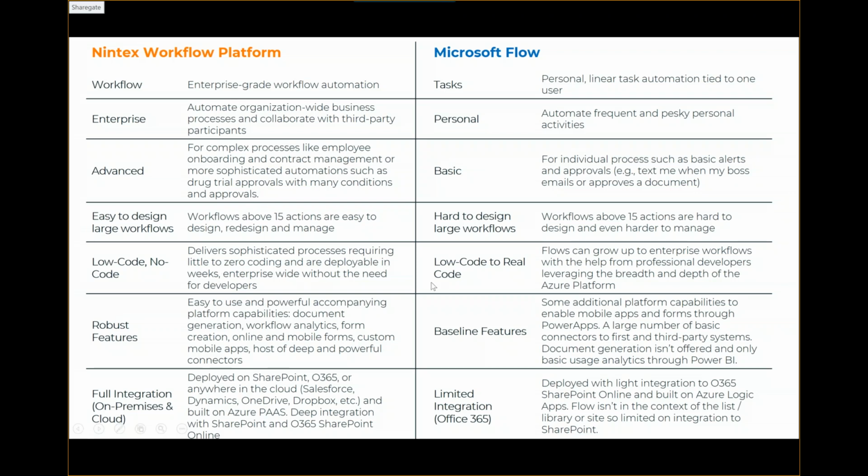Also, low code, no code versus kind of real code. So in Flow, you may need to go out and build some logic apps out there if you're going to get into the really much more advanced stuff, if you need a state machine or something like that. So I'm a big fan of leveraging the no code, low code side of Nintex. Baseline features versus robust. A lot of feature comparisons that you can get into here, and I won't go into the weeds too far from that perspective.